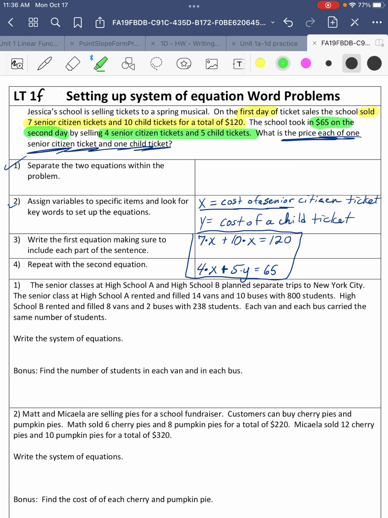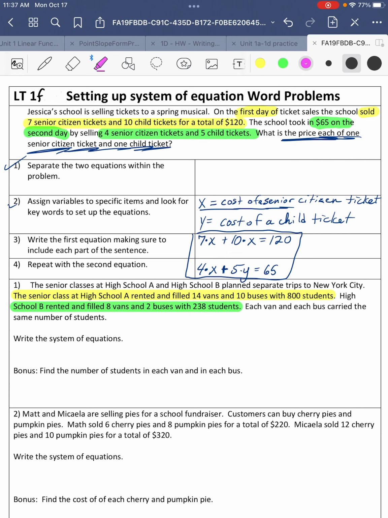All right, let's look at number 1. First, take a second and read it, pause and read. And now let's break this into 2 different equations. Our first sentence here is high school A. That's our first scenario. And our second scenario is high school B.